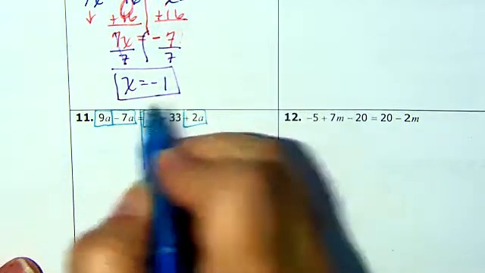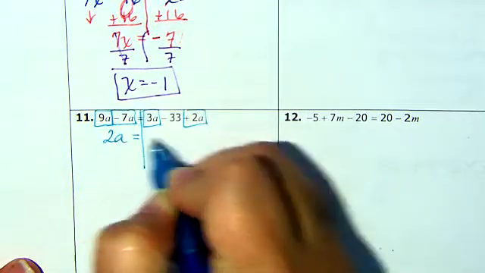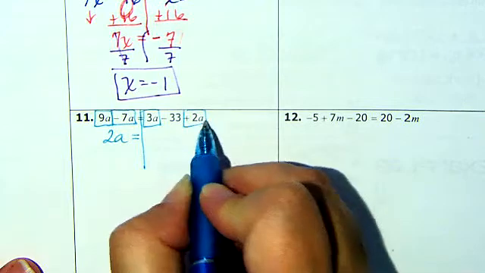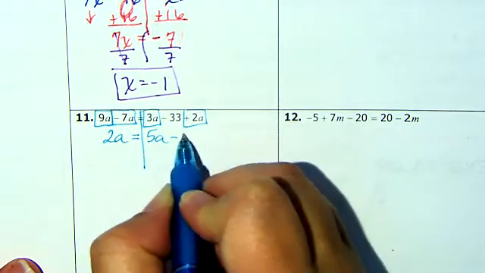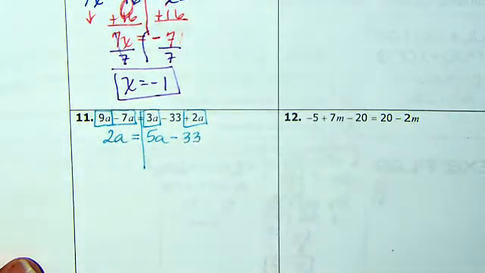So I have 9a minus 7a. That's going to give me 2a equals. And then I do the 3a plus 2a. That gives me 5a minus 33. And now we continue to solve, but I've got a's on both sides.